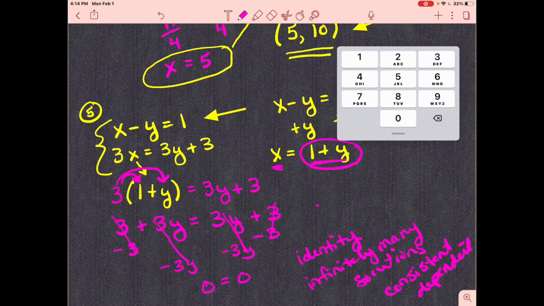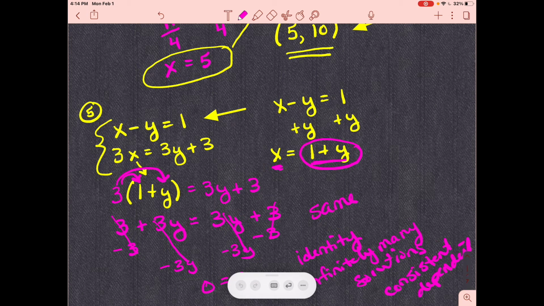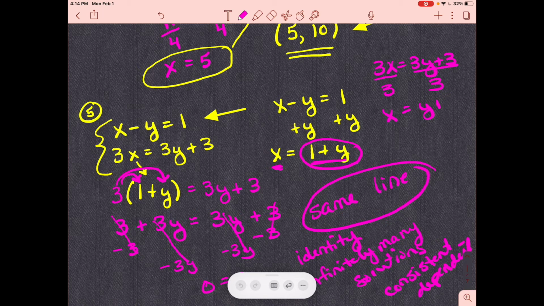All that means is that these are the same line. It's two different ways of writing that. In fact, if we had taken 3x equals 3y plus 3, and we had divided everything by 3, we would get x equals y plus 1, which is actually the same thing as right there, that form of the equation.